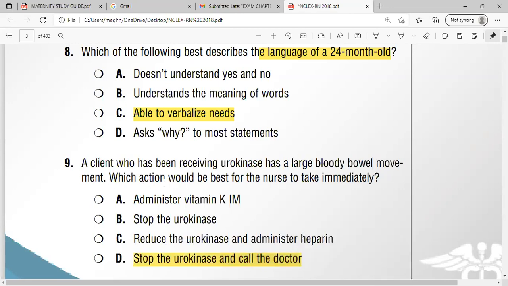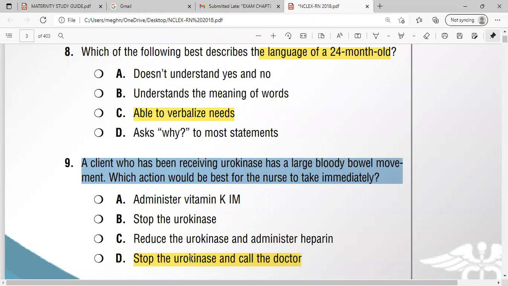So in this question, the client who has been receiving urokinase has a large bowel movement. This is the keyword, right? Which action should the nurse take immediately? We could stop the urokinase.